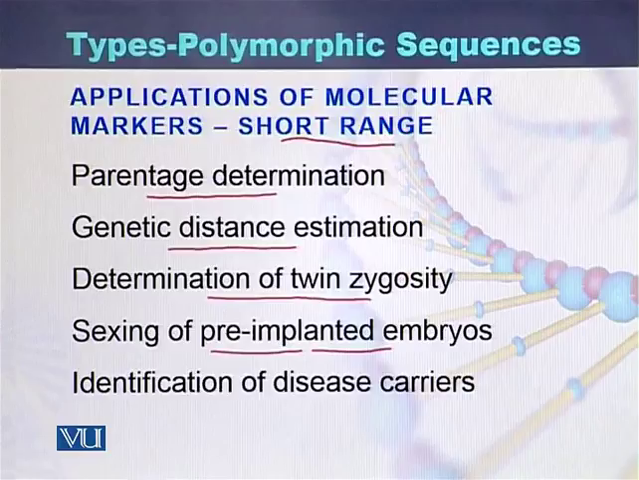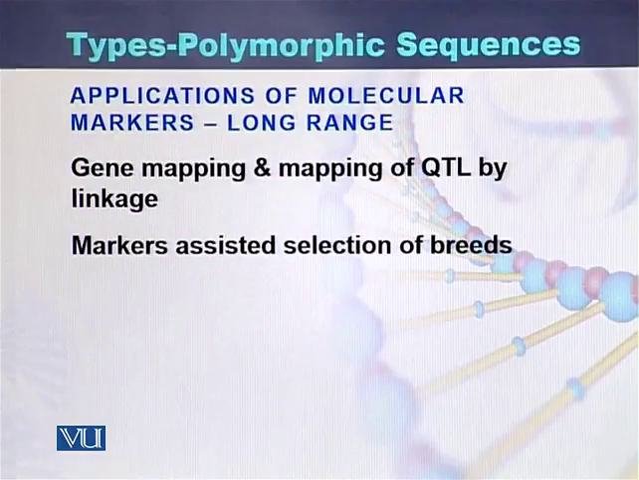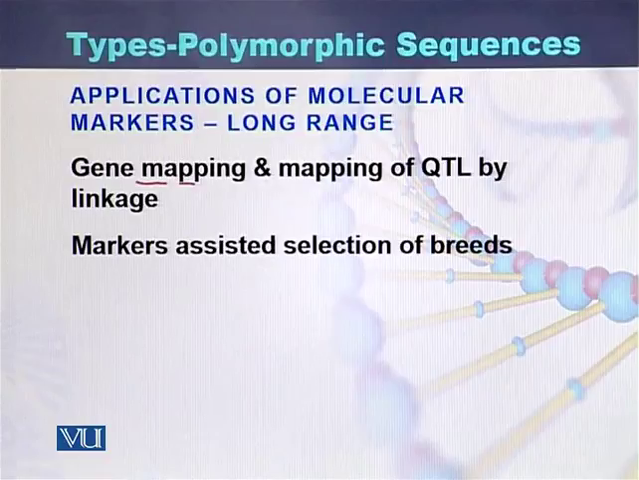So these are the applications of molecular markers, which are polymorphic in nature. These are some of the short range applications of these markers. On the other hand, the long range applications of the molecular markers can be gene mapping in humans, plants or animals, and QTL linkage analysis of those traits which are called QTLs.